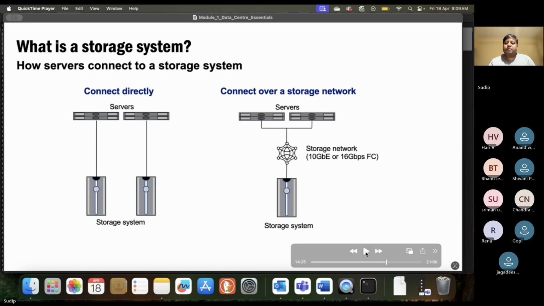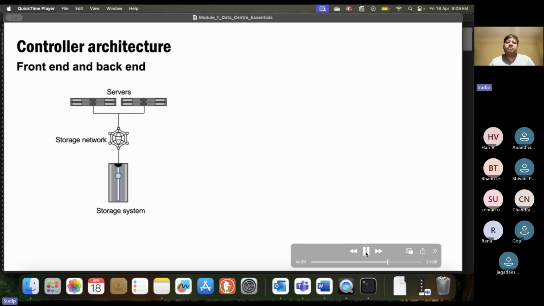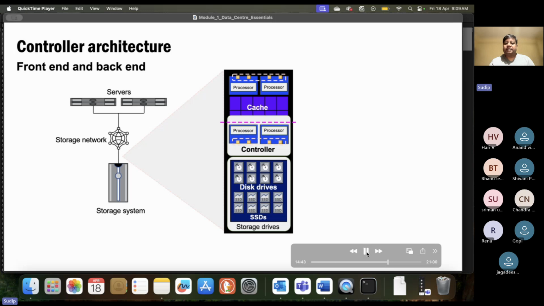So now we are going to talk a little bit more about the internal mechanisms of a storage system. And from here on, we are going to get a little bit more complex.